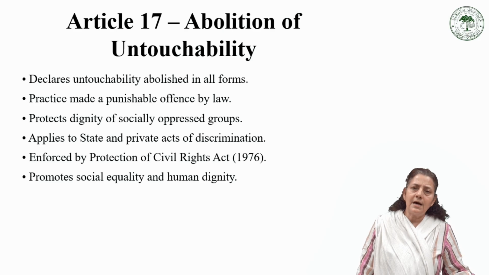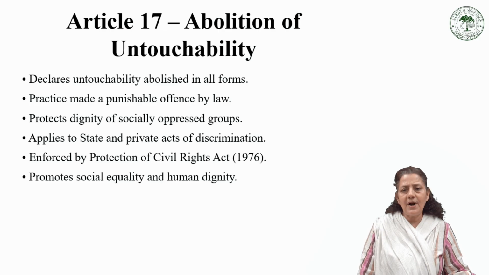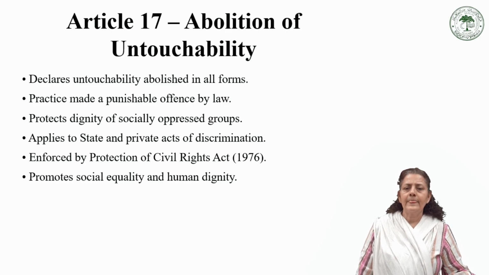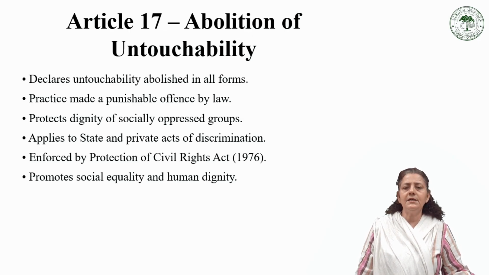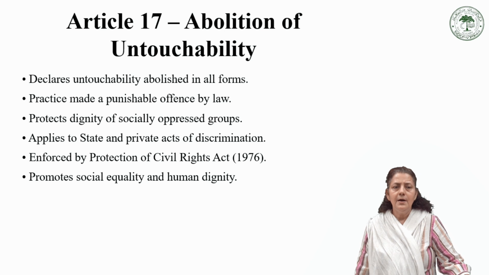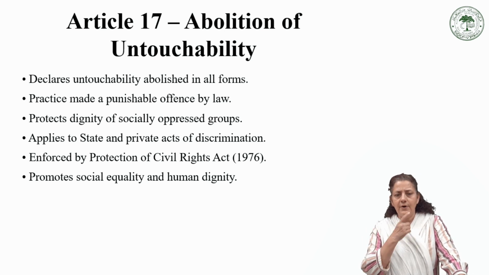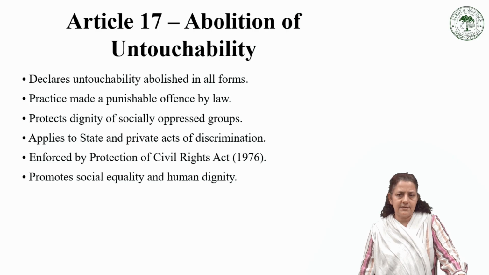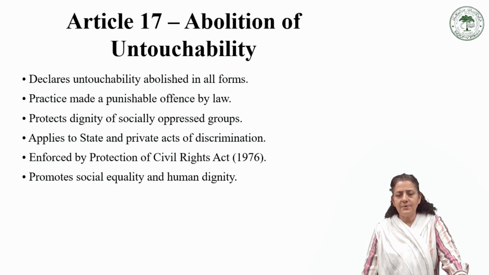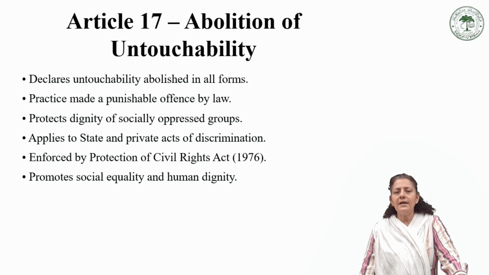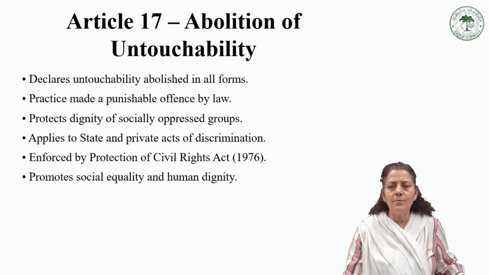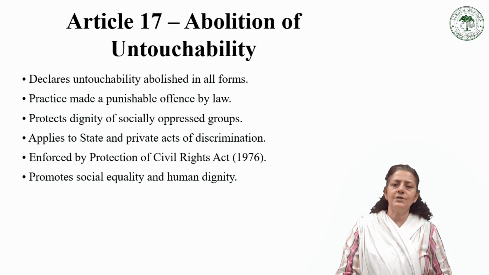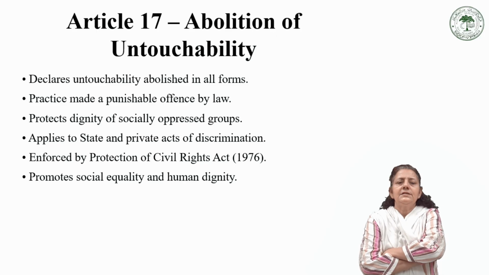The protection under Article 17 applies not only against state actions but also against private acts of discrimination. To enforce this provision, Parliament enacted the Untouchability Offences Act 1955, later renamed the Protection of Civil Rights Act 1976. This law provides punishment for any act of untouchability and empowers authorities to ensure its eradication. Article 17 is a moral and social commitment of the Constitution to establish a casteless society.